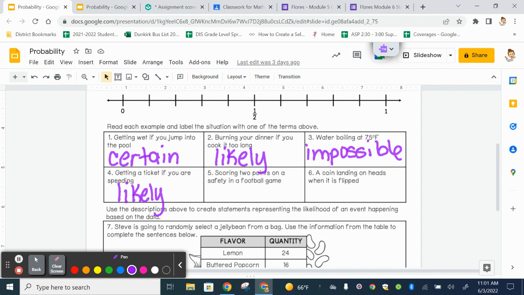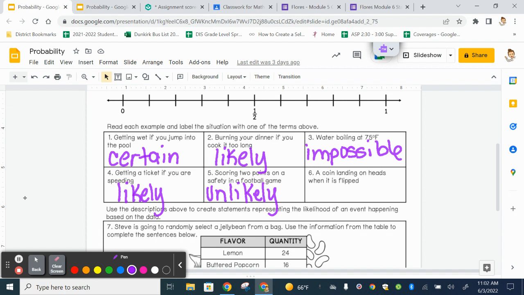Next one. Scoring 2 points on a safety in a football game. Well, if you're a fan of football, is a safety something that happens very often? It does happen, but it doesn't happen very often. So that's more of an unlikely, which means it could happen, but it's just not something that you see. You don't even see it 50-50% or half certain and half uncertain. So we're going to say that's more of an unlikely.